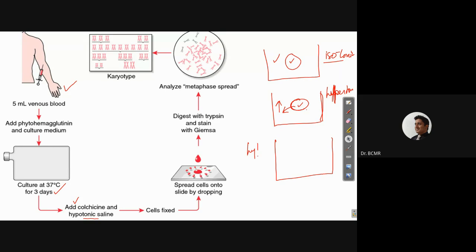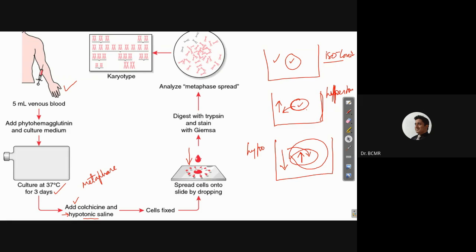Here we are putting the cells in hypotonic solution, meaning the salt concentration is lower outside, so water is relatively high outside and the water will enter into the cell. As a result, the cell will bulge like this. So we took dividing cells, fixed those about to divide in metaphase, and pumped water into them by putting them in hypotonic saline. And then we make a splat.